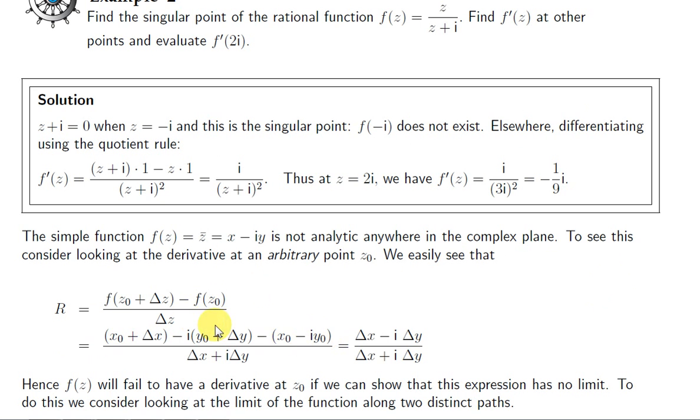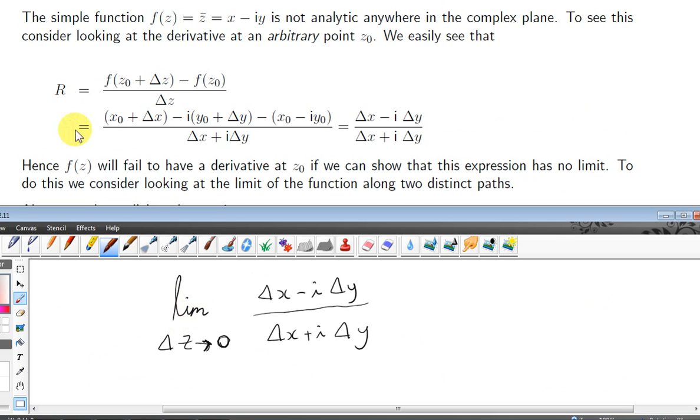So we see that the x naughts cancel out. Here we have minus i y naught, and over here we have plus i y naught. So the i y naughts cancel out. So we're left with delta x minus i delta y on top. And delta z, as we know, is delta x plus i delta y. Now we have to take the limit as delta z tends towards 0 of this thing here.